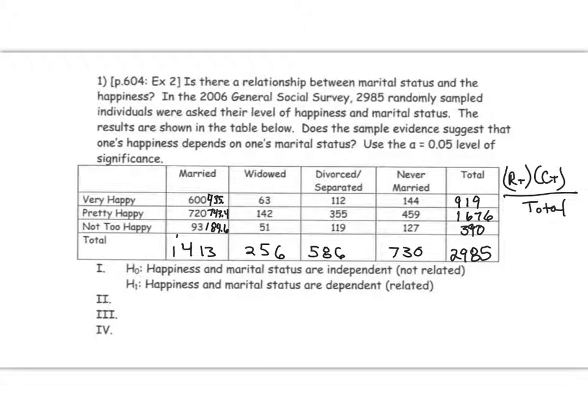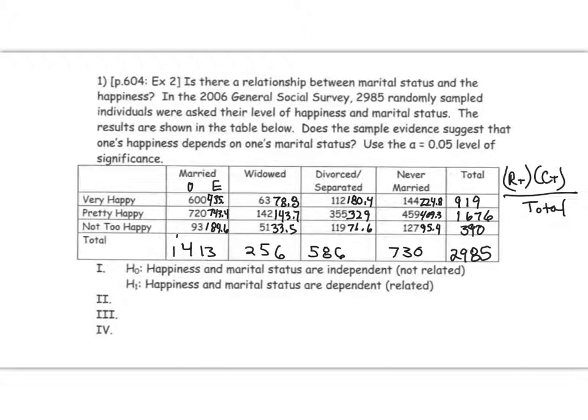All right, so this row would be 919 times 256 divided by 2985. I'm going to go ahead and write all of these down. I'm going to pause this and write it down so you don't have to listen to me write down the numbers. Go ahead and calculate them yourself. All right, I've gone through and added all of the expected. So this would be observed, and these would be my expected values.